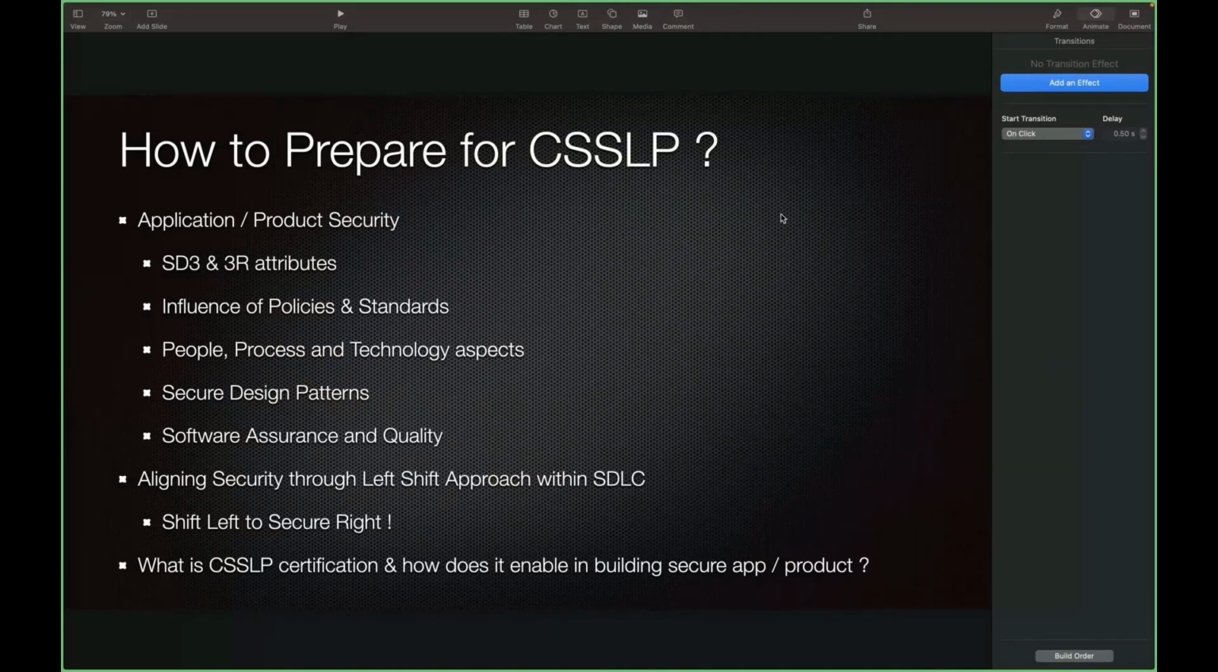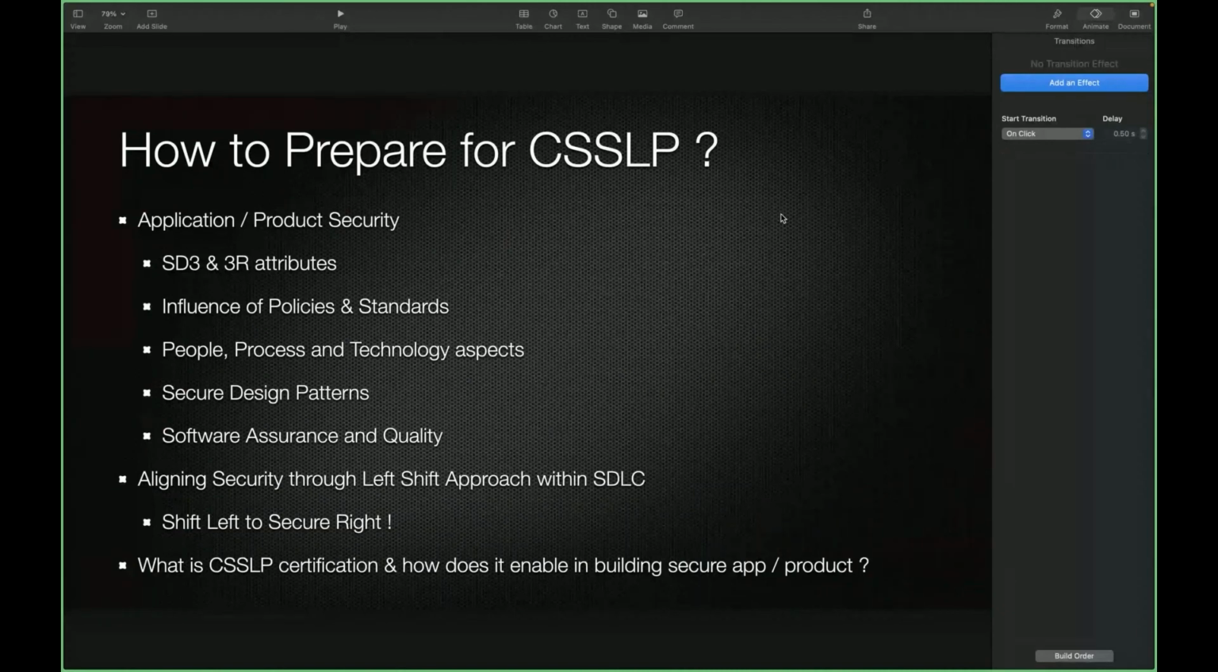That is why it is very important to have this left shift approach, where you ensure that right from the initiation phase, the security aspects are considered and factored in. In a nutshell, if you want to make the product or the application more robust and secure, we need to shift left so that we are able to secure them in the right manner.